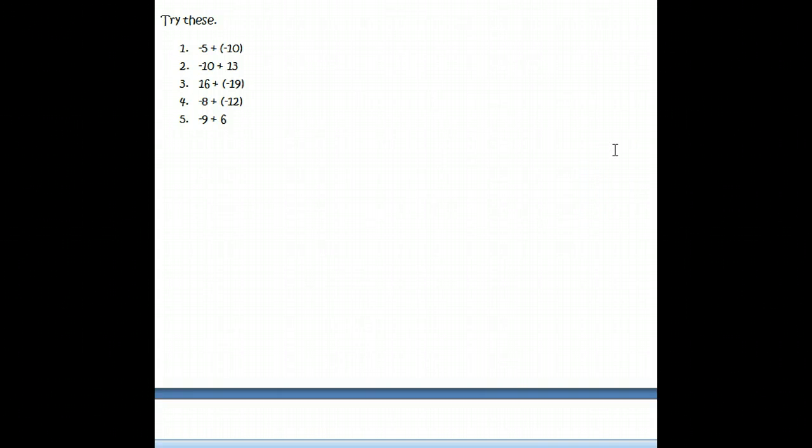All right, so number 1. Negative 5 plus negative 10. I'm adding two negatives. So I'm going to take the absolute value of each of those. Absolute value of negative 5 is 5. Absolute value of negative 10 is 10. I'm going to add those two numbers together, 15, and then I'm going to put a negative sign on. Pretty easy, huh?